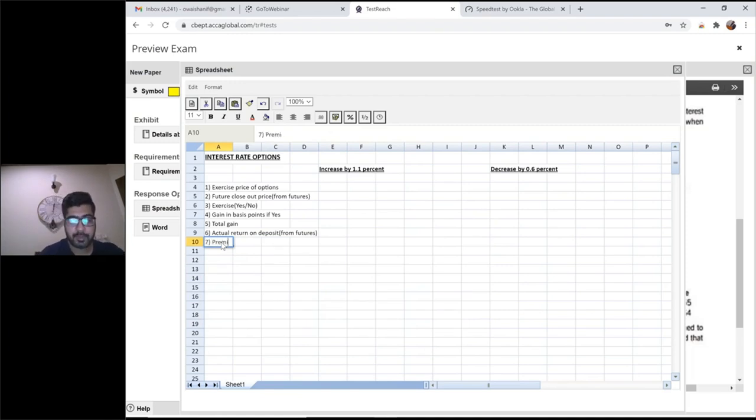Finally, premium payable. You get the net cost or net return. Net return. And finally, the effective interest rate. Okay.